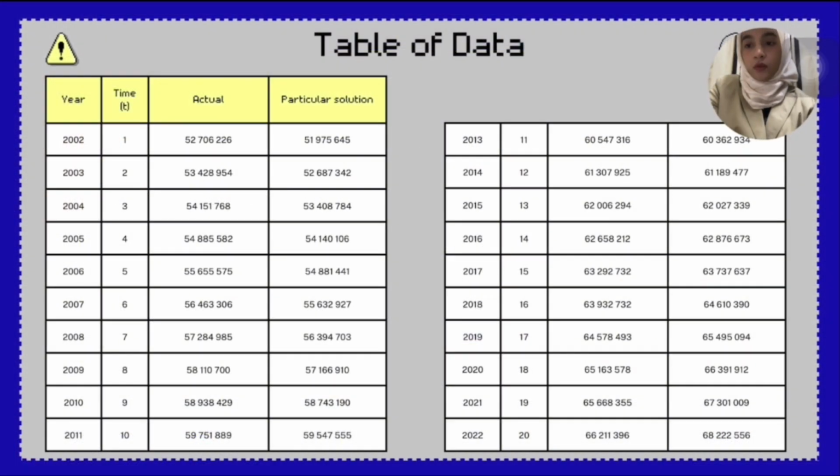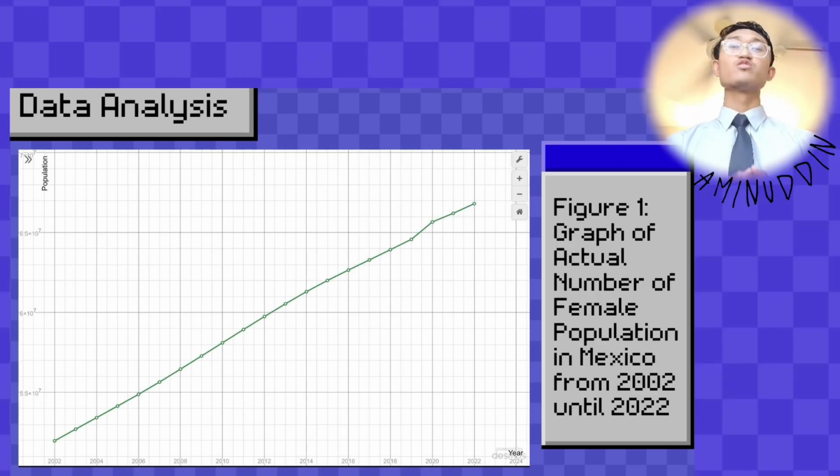So using this model, we calculated the estimated population for each year from 2002 to 2022. So here is a table comparing the actual population with the values from our particular solution. These figures will allow us to analyze the model's accuracy, which we'll explore further in the data analysis and discussion sections. We generated three graphs for this task.